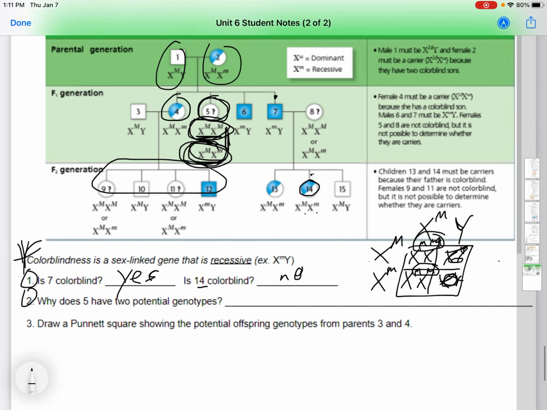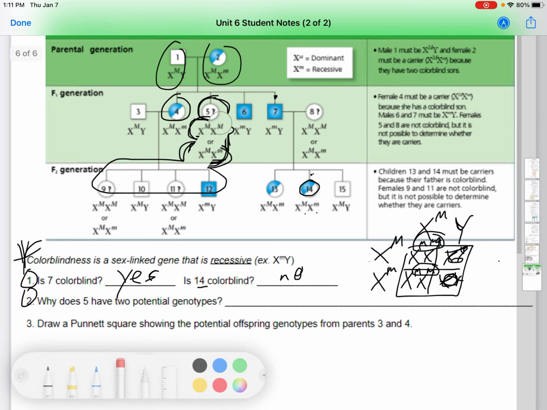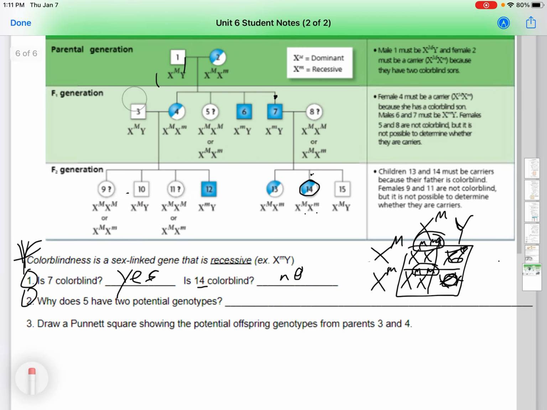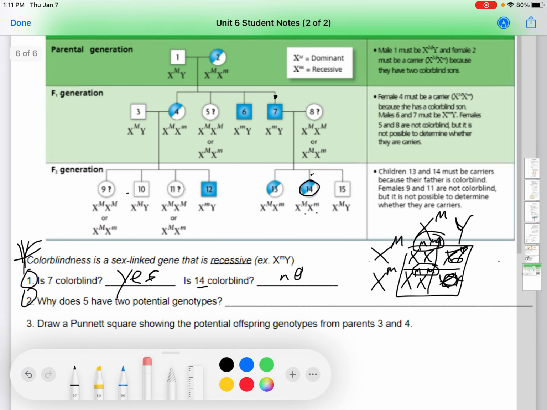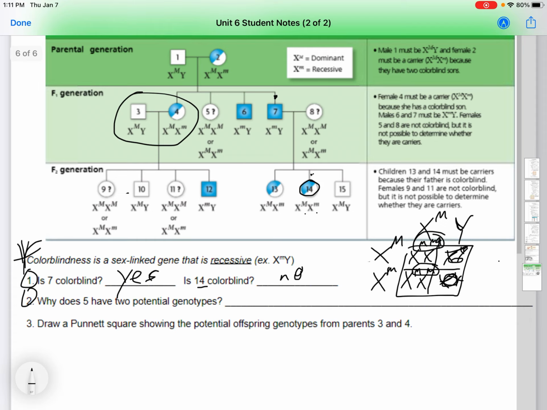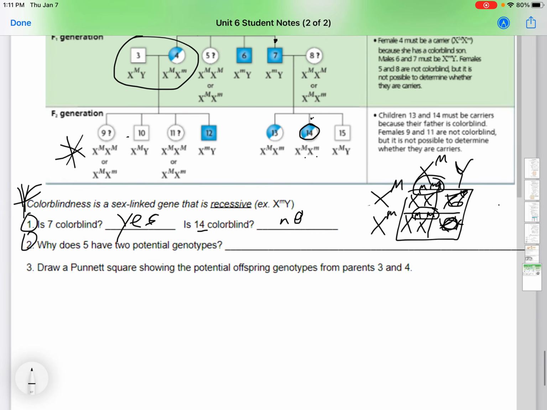All right, looking at number 3, draw a Punnett square showing the potential offspring genotypes from parents 3 and 4. Let me erase so we can kind of get a clear picture going on here. Okay, so just like we kind of saw in that last one, same principle here. So we're looking at 3 and 4, these parents. Now, we already know their offspring right down here, but let's set up a Punnett square.